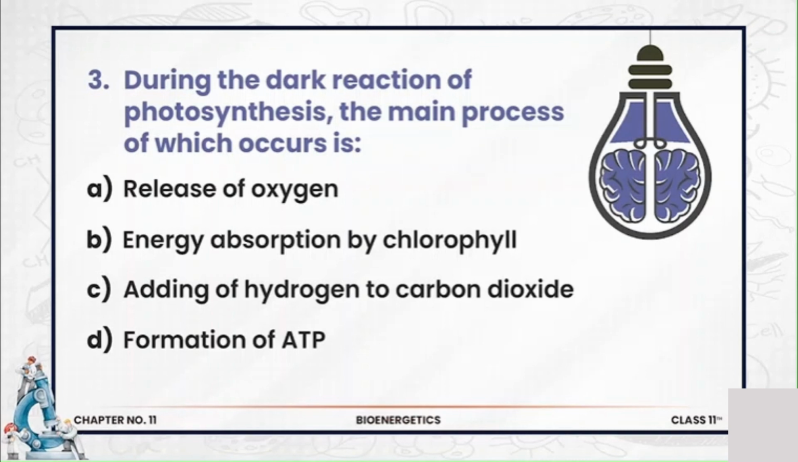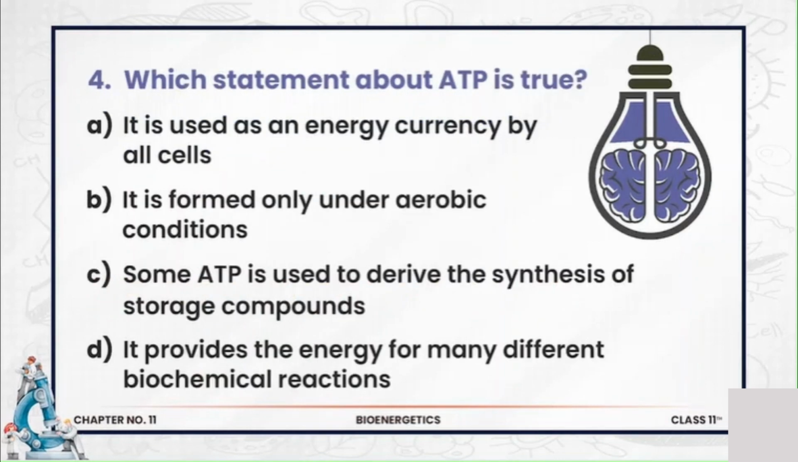तो dear students, आपको पता है कि dark reaction में होता क्या? That is the reduction of carbon dioxide. तो carbon dioxide की reduction किसे कहते हैं? Addition of hydrogen. So it is obviously option C or Charlie option, that is addition of hydrogen to carbon dioxide. Now MCQ number 4, which statement about ATP is not true?